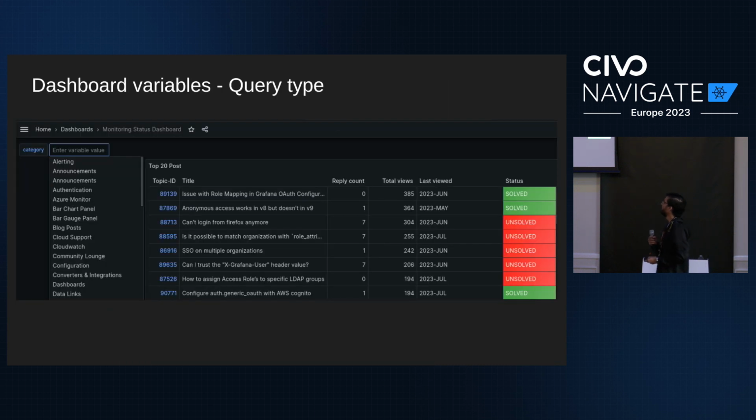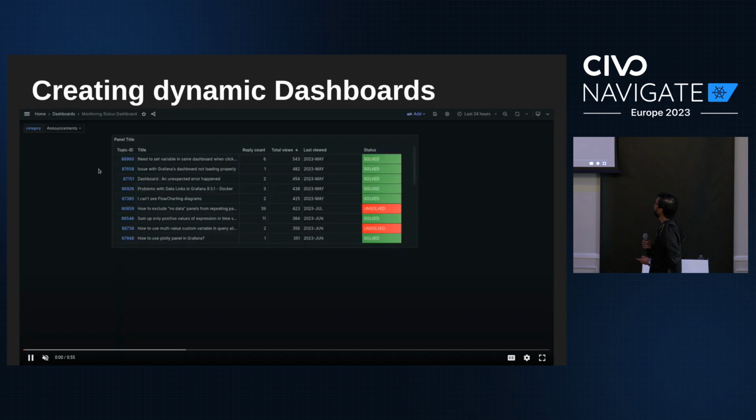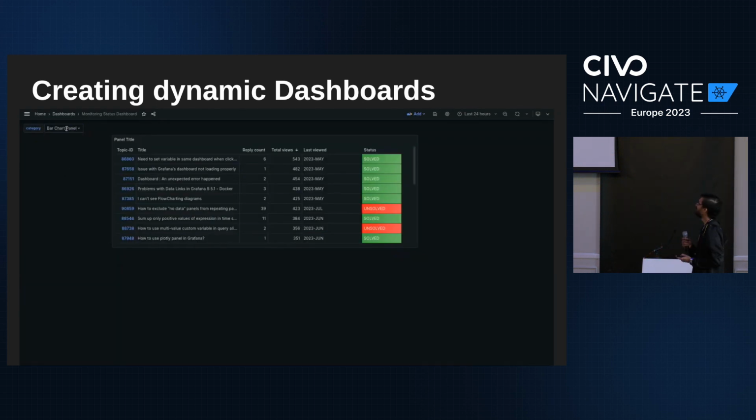So basically, once all is done, in your dashboard, you will see a new drop-down list which says category. And I can now see all the categories of the community forum by using this. So far, this is good, but there's a small catch. Yeah, it is there, but it doesn't do anything. It's useless.